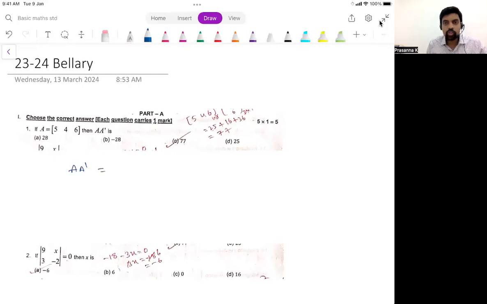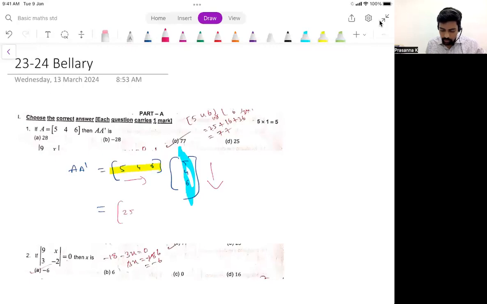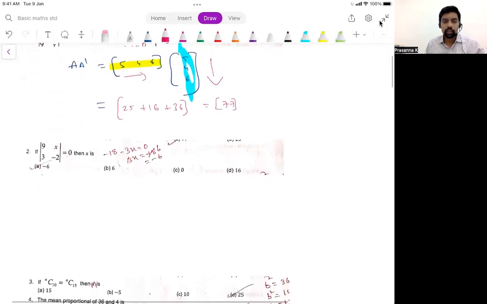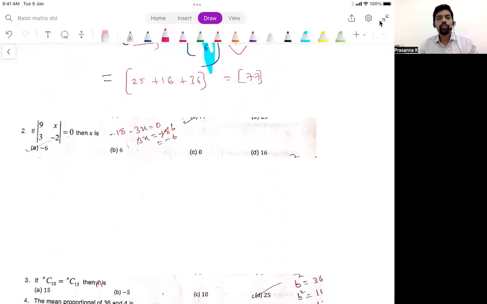So A into A dash equals A matrix is of 5, 4, 6 into A dash. Convert rows into columns. You will get 5, 4, 6. Now we should multiply rows and then columns. So here first row is 5, 4, 6. And again column is 5, 4, 6. So we should multiply rows and then columns there. So 5 into 5 is 25, plus 4 into 4 is 16, plus 6 into 6 is 36. If you simplify this, you will get 77. Therefore, option C.